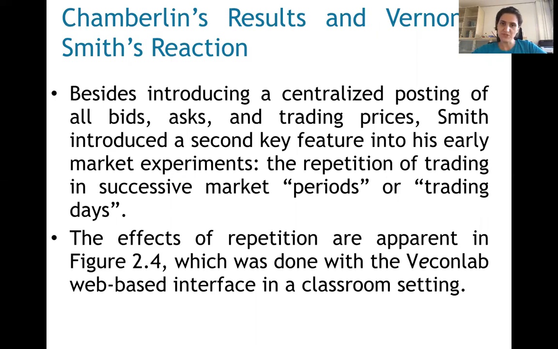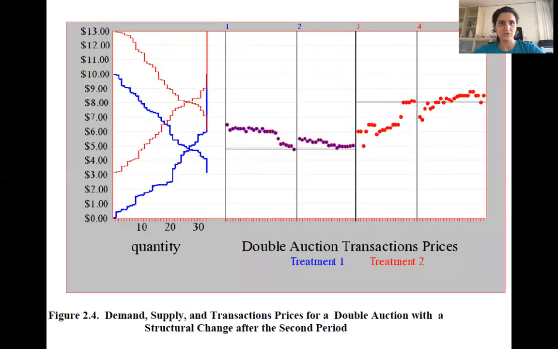The effects of reputation are apparent in figure 2.4, which was done by the Econ web-based interface in a classroom setting. On the left part, you see the equilibrium price and quantity. There are many different buyers with different valuations and many sellers with different costs. A shock came to the market, and both demand and supply shifted. The shift occurred at period 3. The dots on the right are the realized trades.